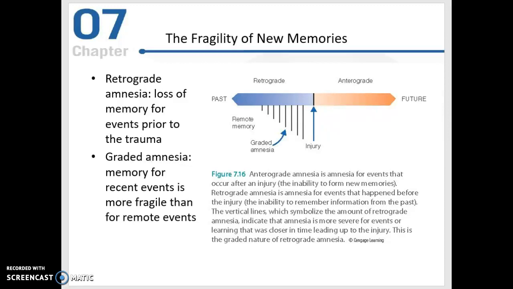Just a couple of illustrations of the fragility of new memories, as we talked about. When someone has retrograde amnesia, a loss of memory for events prior to a trauma, it is typically the most recent memories that are lost because they have not had the time to be consolidated and made more permanent. Graded amnesia means that memory for recent events is more fragile.